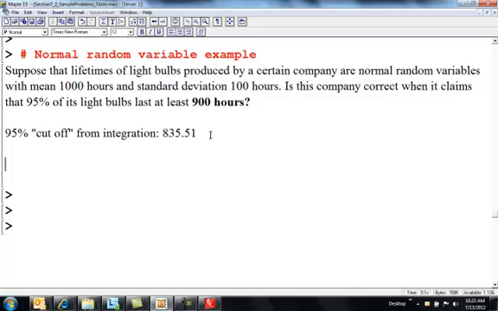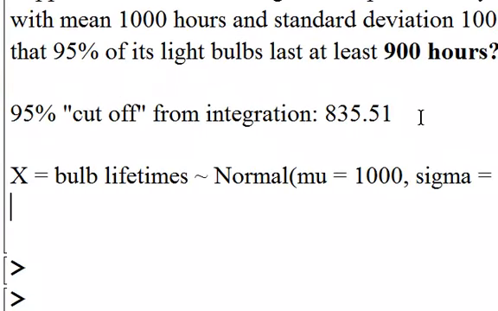Suppose that lifetimes of light bulbs produced by a certain company are normal. So X equals bulb lifetimes. They're normal with a mean of 1,000 and a sigma of 100. The company guarantees that 95% of its light bulbs last at least some number of hours. So we found the 95% cutoff when we integrated: 835.51.